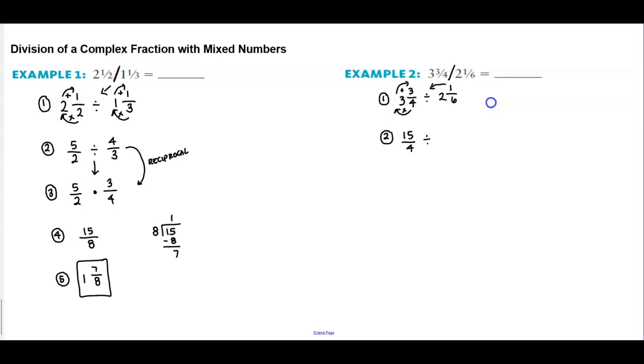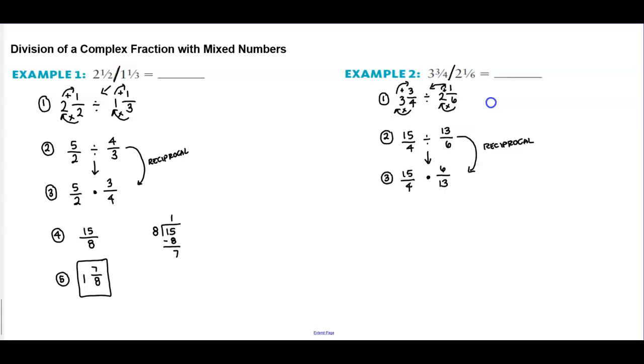Divided by, let's convert this into an improper fraction. 6 times 2 is 12, and plus 1 gives us 13 over 6. So now we're going to divide these fractions. In order to divide the fractions, we need to change this division into a multiplication by taking the reciprocal of 13 over 6. And the reciprocal of 13 over 6 is 6 over 13.